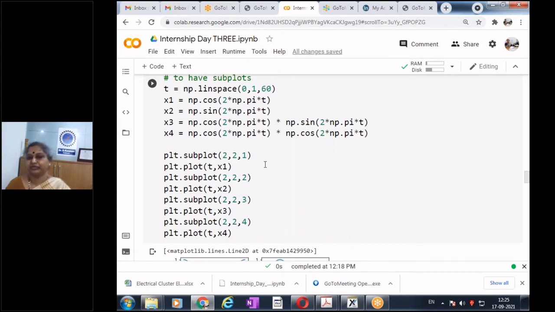Now this is an example of how to draw them separately. I want x1 in one plot, x2 in another plot, x3 in another, and so on. So when I want that, I use the same command plt.plot(t, x1), but I am creating 4 subplots, 2 comma 2, and each one I am distinguishing in this manner: 1, 2, 3, 4. Please try this and share the result.